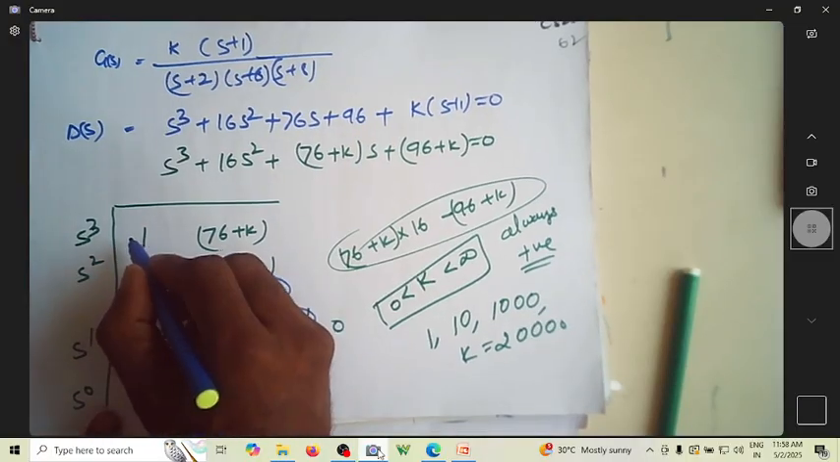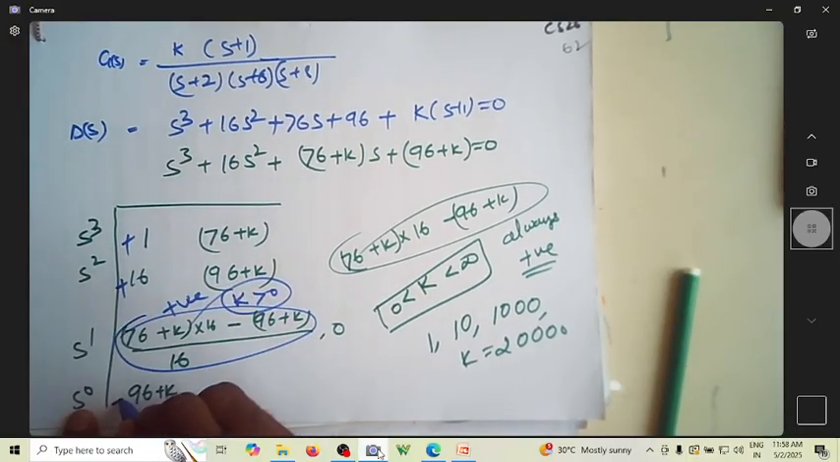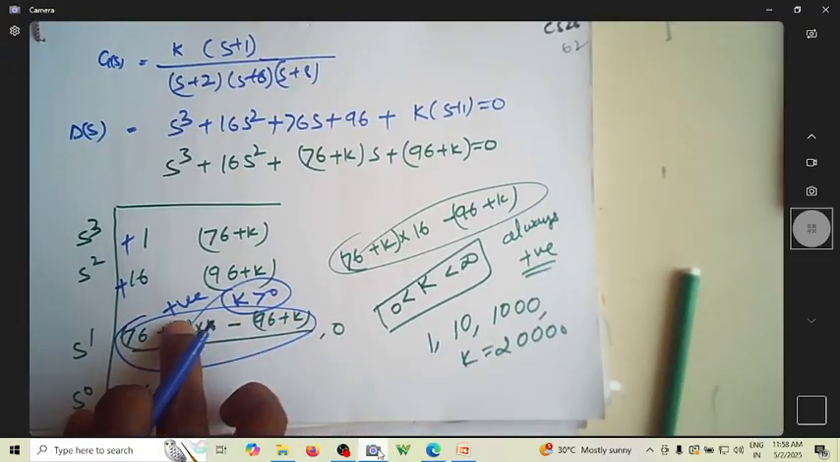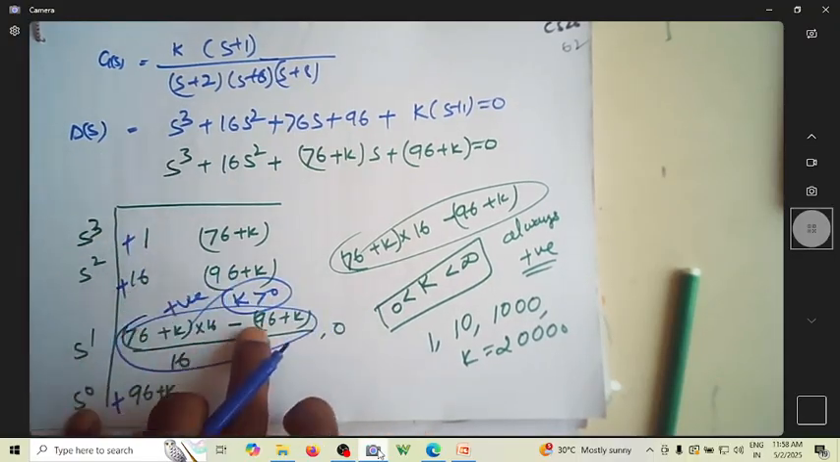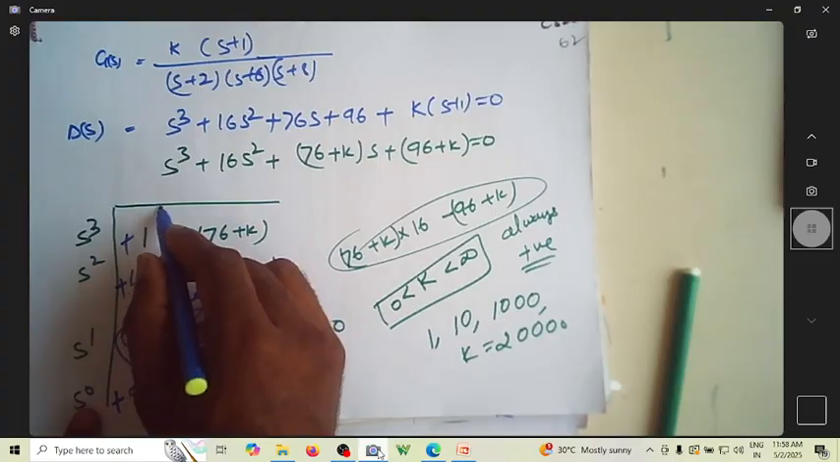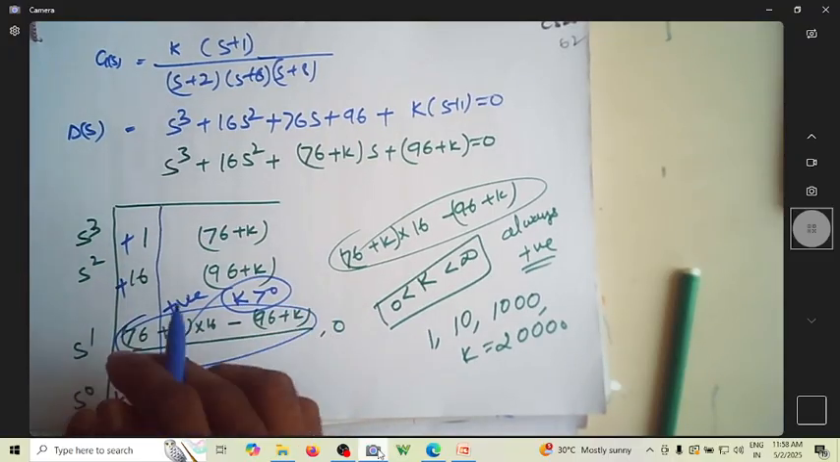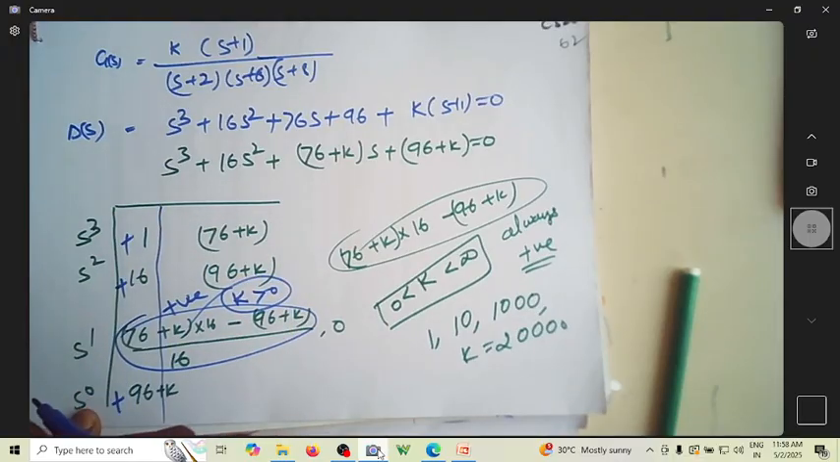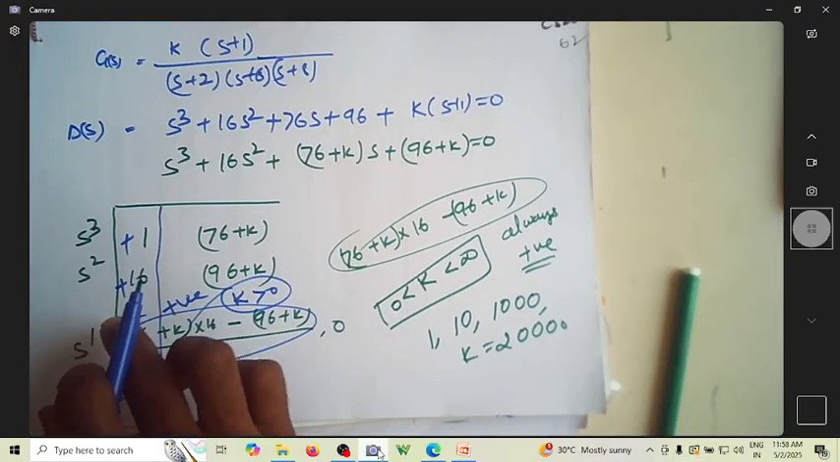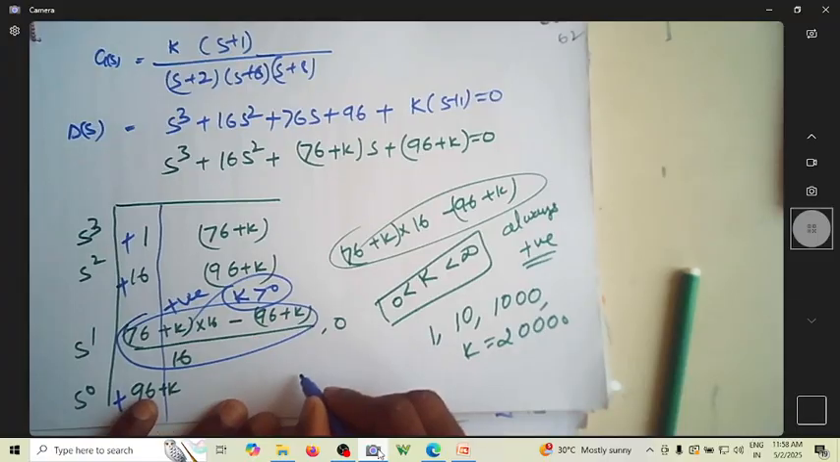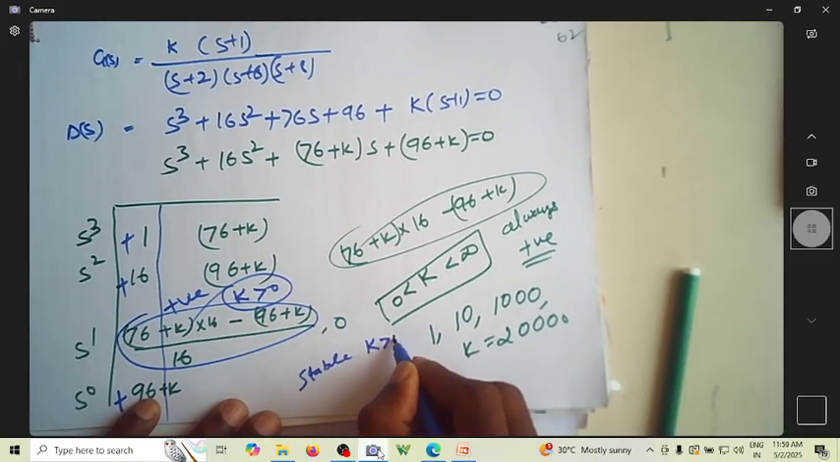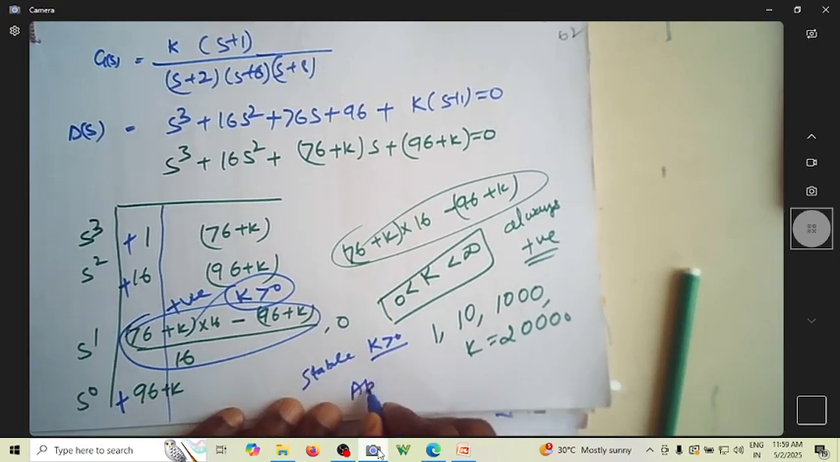Meaning, this is positive, this is positive, this is also positive, and this can never be negative, because for any positive value of k this is also positive. So the first column of your Routh array will have no sign changes. It is plus to plus, plus to plus, plus to plus, no sign change. So the system is stable for all values of k greater than 0. Then I'll call it absolutely stable.